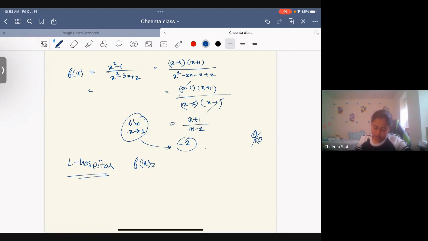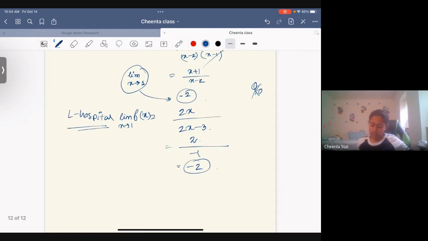Limit x tends to 1 of f(x). So this is 2x, and this is again 2x minus 3. If you put x equals to 1, I guess you can pretty much get the form after only one differentiation. So that is 2 over minus 1, so it is minus 2. So L'Hospital is also easy in this sense.